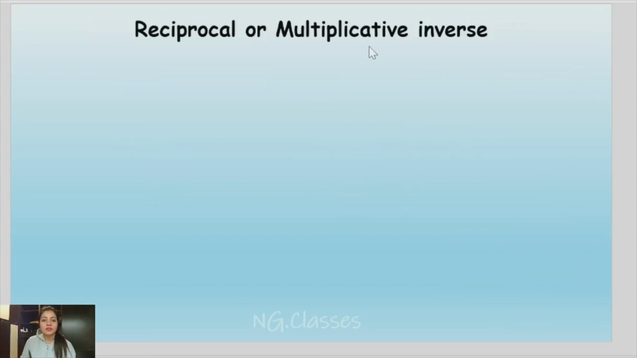And now reciprocal or multiplicative inverse. What is the reciprocal or multiplicative inverse? Suppose I am taking one rational number, 2 by 5. The reciprocal or multiplicative inverse means what should be multiplied with this 2 by 5 so that we get the result 1. So if I multiply 5 by 2 with this 2 by 5, then 5 and 5 will cancel each other and 2 and 2 will cancel each other. At last we'll get 1 as the result.